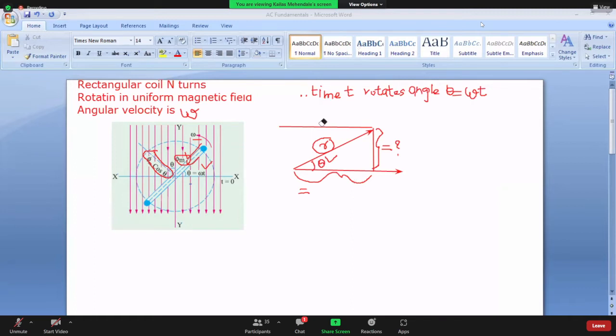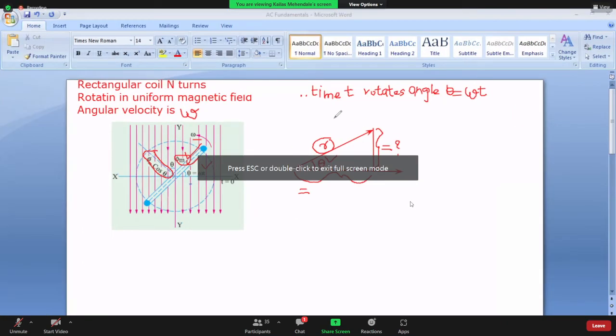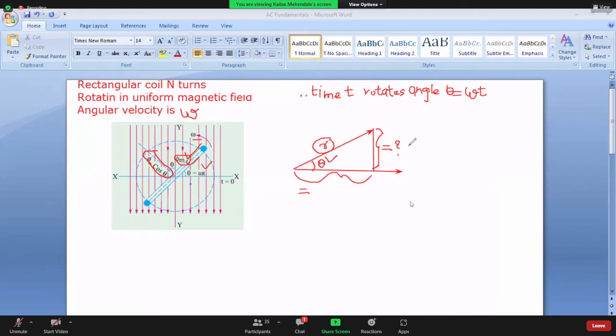The angle is known to us. R sin theta. Very good. Who is R sine theta? The one which is marked with the question mark. Absolutely correct. This one is R sine theta. This is the vertical component, and the horizontal component will be equal to R cos theta.